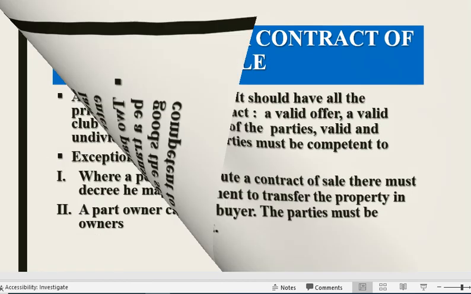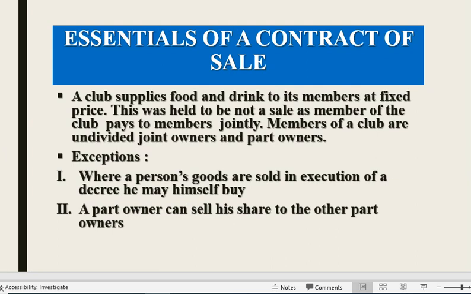There should be a minimum of two parties because a seller cannot sell things to himself. For example, a club supplied food and drink to its members at a fixed price. This was held to be not a sale, as members of the club pay to the club jointly. Members of a club are undivided joint owners, not part owners.